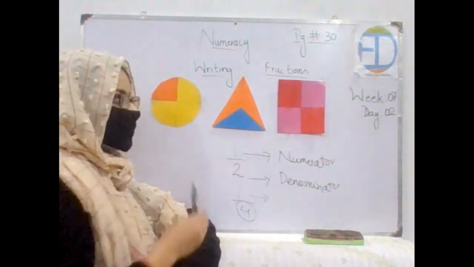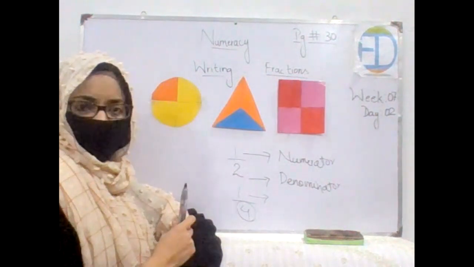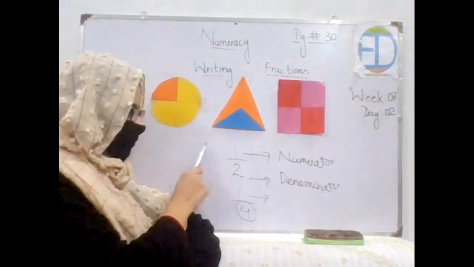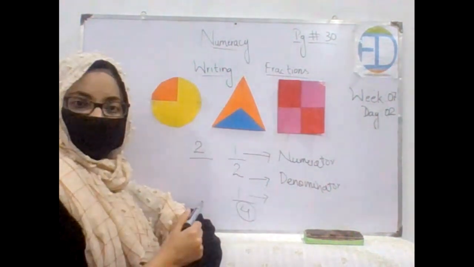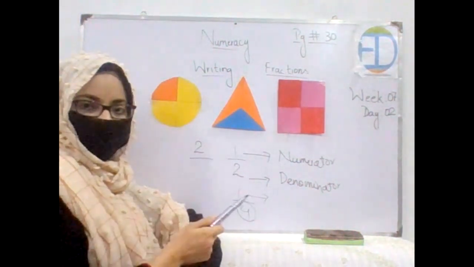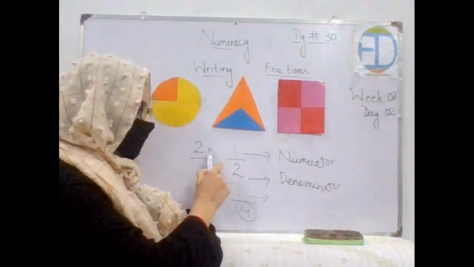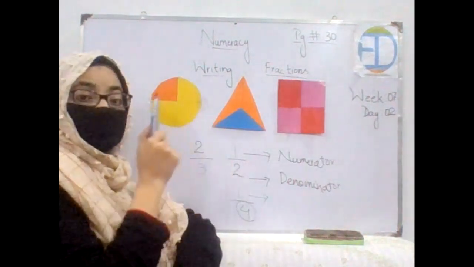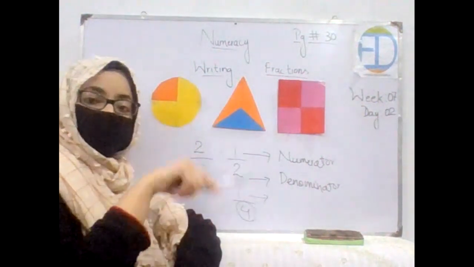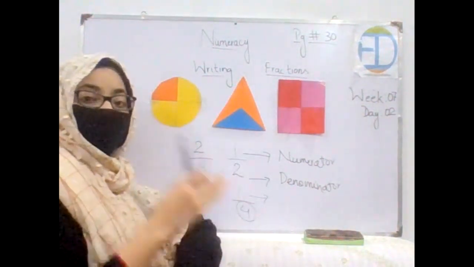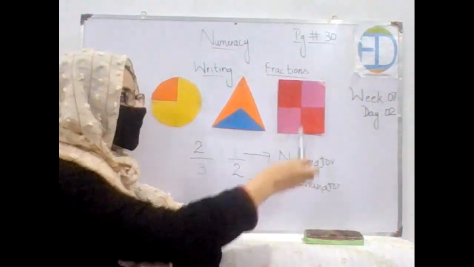Now look at this one. If I ask you how many of its parts are in orange color, what would you tell me? 2, right? And what is the total number in which this triangle is divided into? 3. So the numerator tells us about the shaded parts, and the denominator tells us about the whole number in which that shape or that particular thing is divided into. Got it?